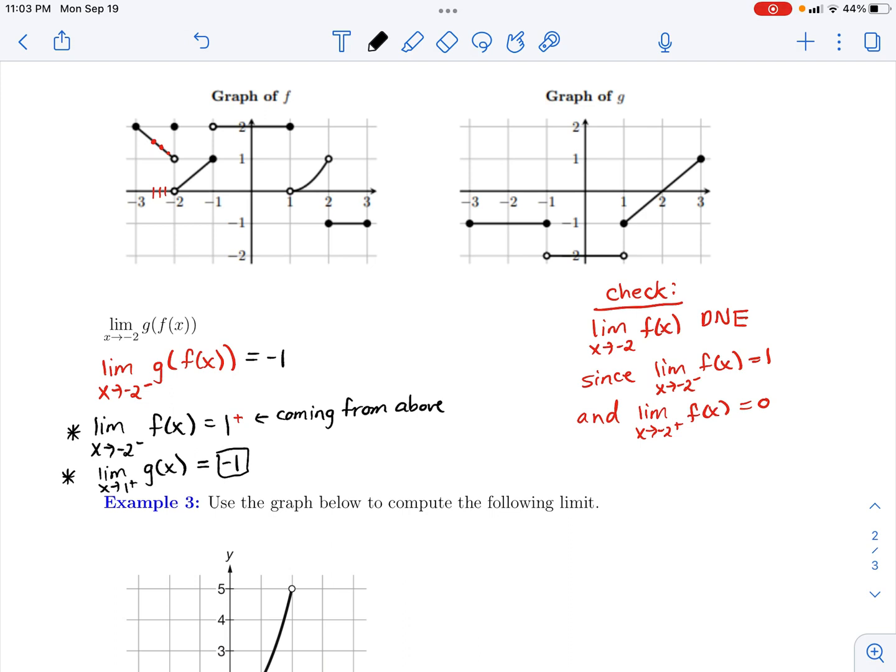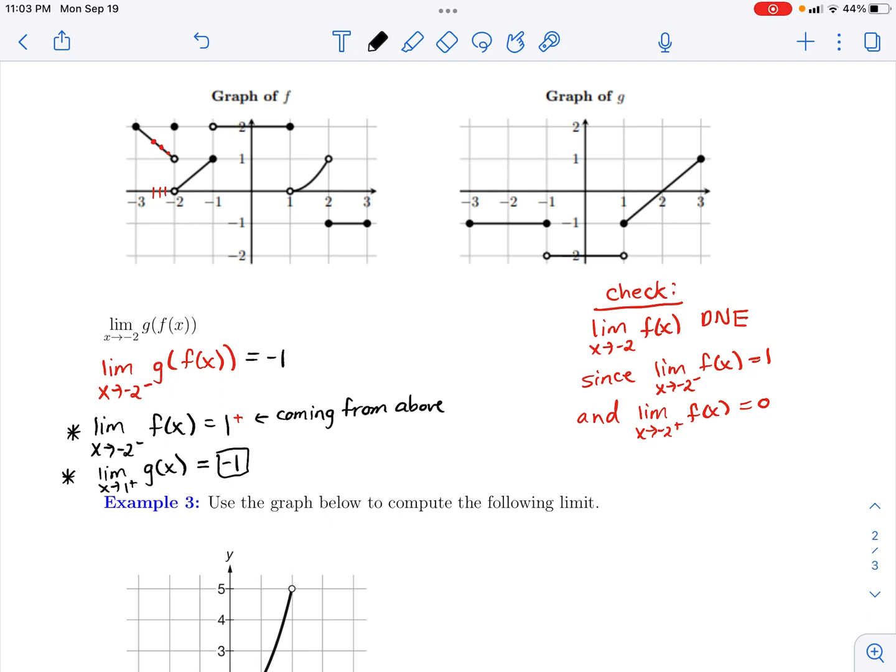Figure out what direction I'm approaching that number from. If it's from above, then I'm going from the right. If it's from below, then I'm going from the left. Okay, and then from there, look at the limit as x approaches whatever that number is of the outer function. That will give you the answer for that side of the limit.